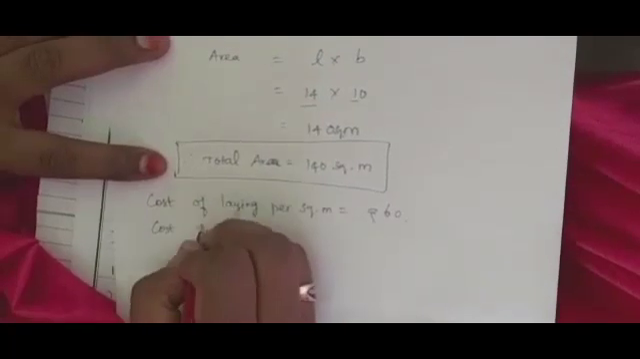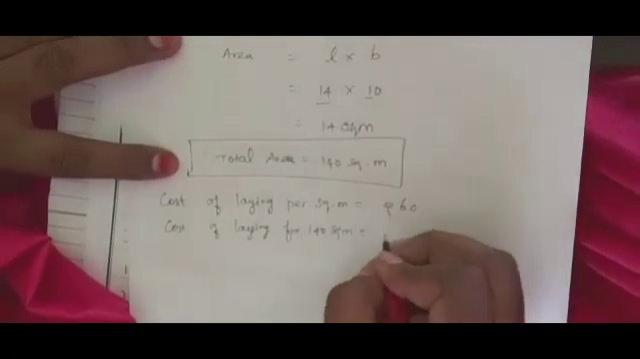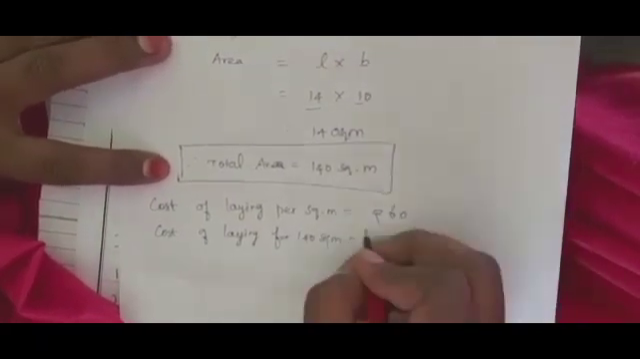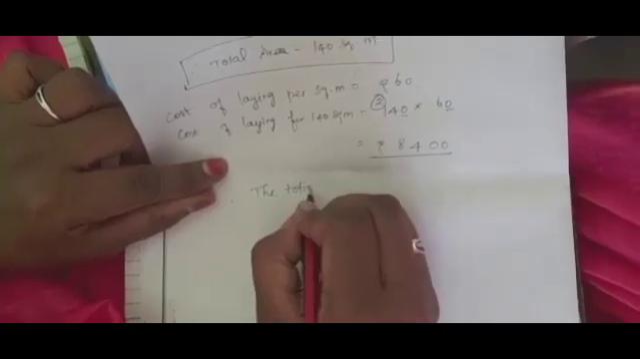14 into 6 is 84. 14 sixes are 84. We have 2 zeros. So adding them means 8,400 rupees. So the cost for the assembly hall flooring is rupees 8,400.